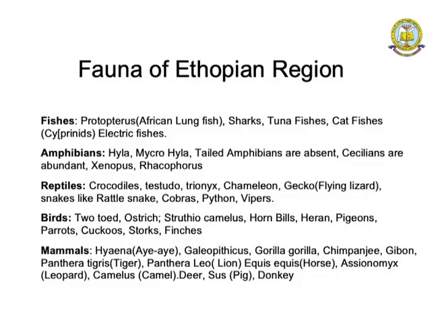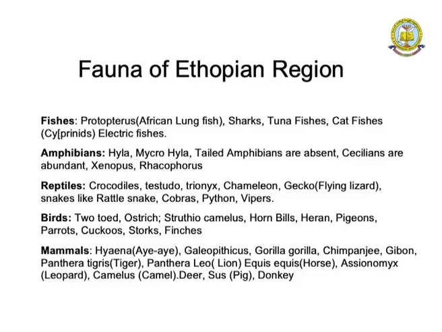So we'll have a look at some of the different vertebrate fauna present in this region, starting from fishes. We have the African lungfish characteristically found in this particular region. The African lungfish is called Protopterus. Then sharks, tuna fishes, catfishes and electric fishes are present here. So one of these fishes is the African lungfish. These are some of the primitive fishes found in this particular region.